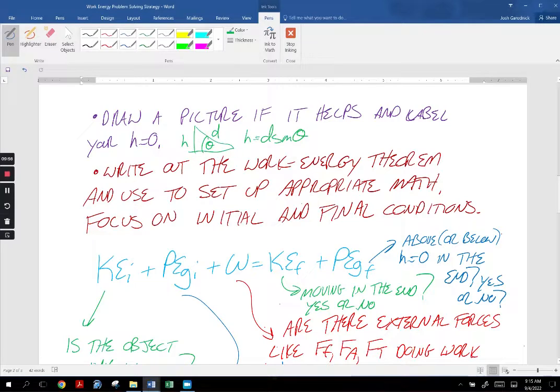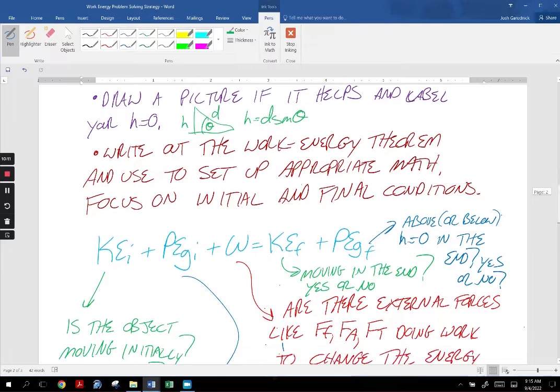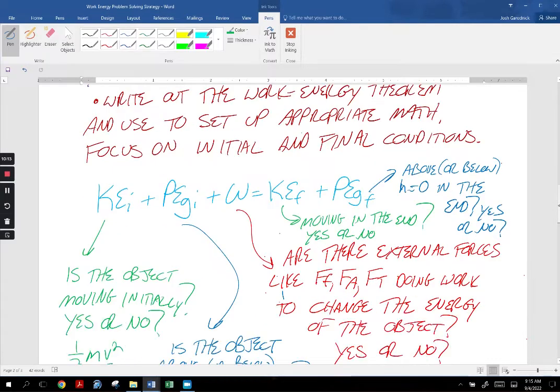Anyway, write out the work energy theorem and use this to set up the appropriate math. Focus on initial and final conditions. We're going to be doing sort of multi-part problems, but they're no longer multi-part. You just care about the beginning and final conditions. What energy do you start with? What energy do you end with? And is there any work done in between?